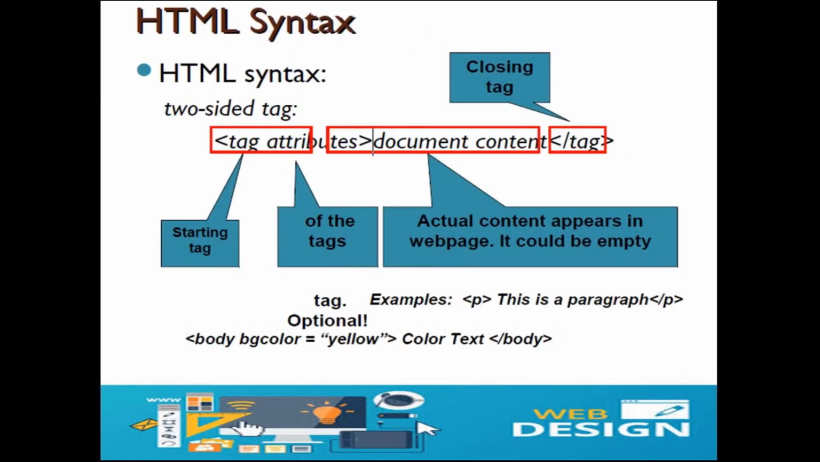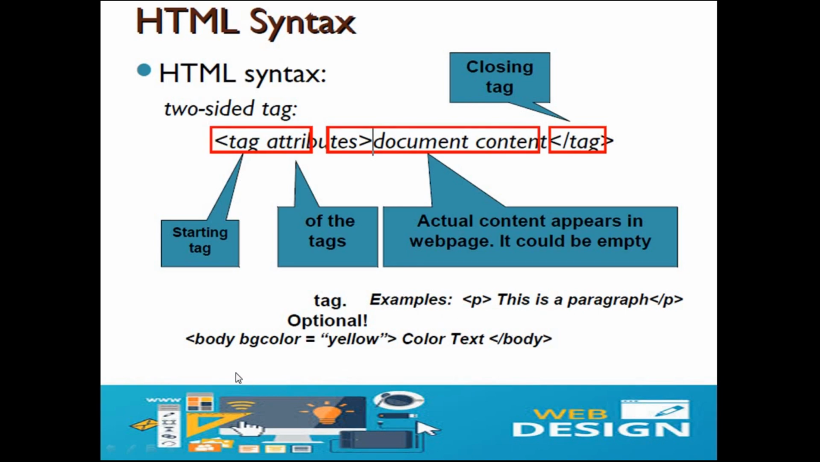So here is the syntax of an HTML tag. Here's the starting of the tag. If you want to use any attribute, that means if you want to define any property of that tag, then you can define it here. Within the tags, you use the text to which you want to apply this tag's value. At last there is the closing tag. The starting tag holds the properties of that particular tag. Here the actual content appears in the web page. It could be empty, it could be blank also. So the closing tag is there.